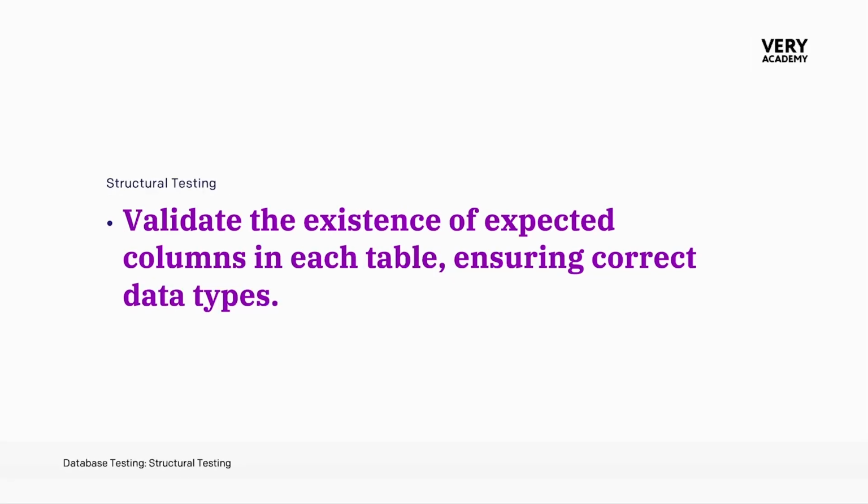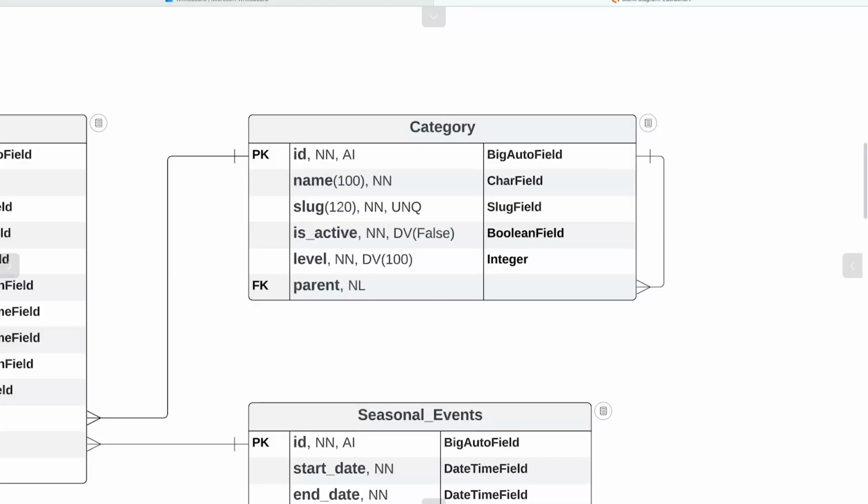Now that we have an understanding of PyTest markers, let's move to the second test, which is to build a structural test to validate the existence of expected columns in each table. Let's remember we have our category table design. It specifies the fields and the field types. So we're going to be building a test to ensure that what we have defined here within our design is actually implemented with our Django models.